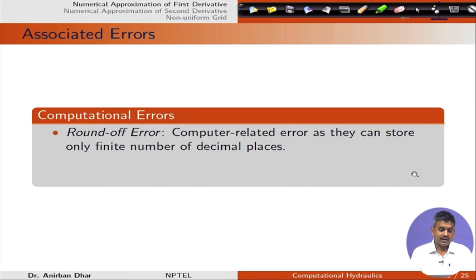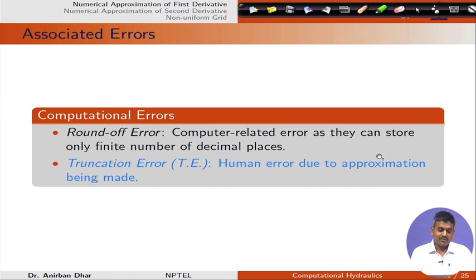So, associated errors, one is computational error, that is round off error, computer related error, as they can store only a finite number of decimal places. Then comes this truncation error, due to the approximation being made.